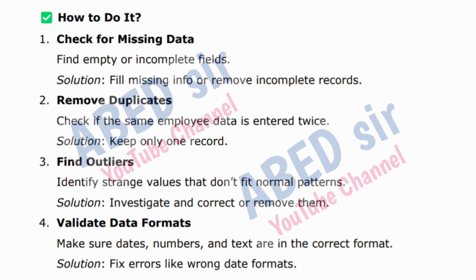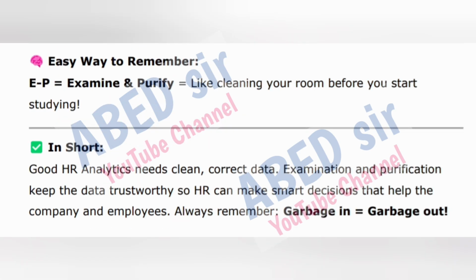4. Validate data formats. Make sure dates, numbers, and text are in the correct format. Solution. Fix errors like wrong date formats. Easy way to remember. EP = examine and purify = like cleaning your room before you start studying. In short, good HR analytics needs clean, correct data. Examination and purification keep the data trustworthy so HR can make smart decisions that help the company and employees. Always remember, garbage in = garbage out.